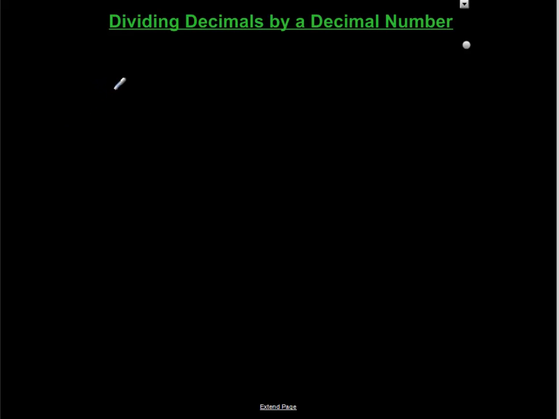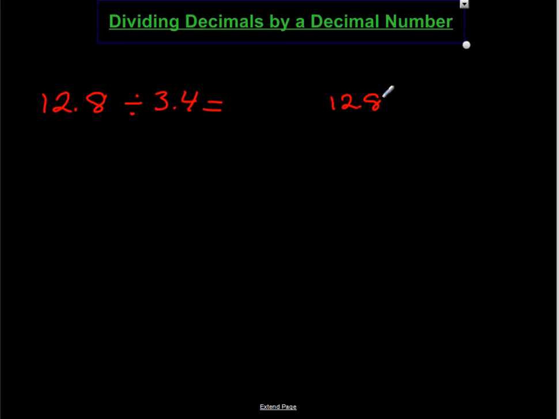So if we take a question like, let's go 12.8 divided by 3.4. What we're going to do is the same thing as when we were dividing decimals by a whole number. We're going to write this in the long division form. So we'll take our dividend first, 12.8, and then do our long division sign, and we'll write 3.4 here.